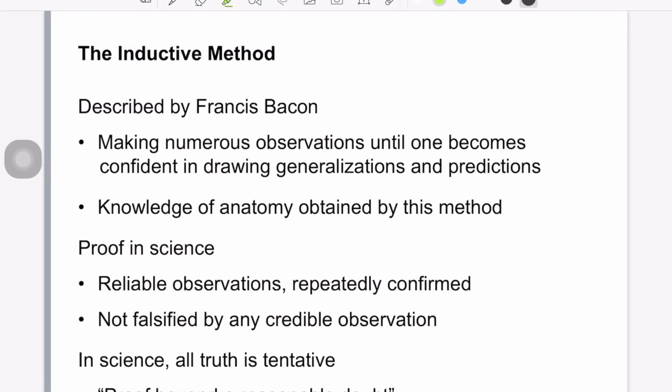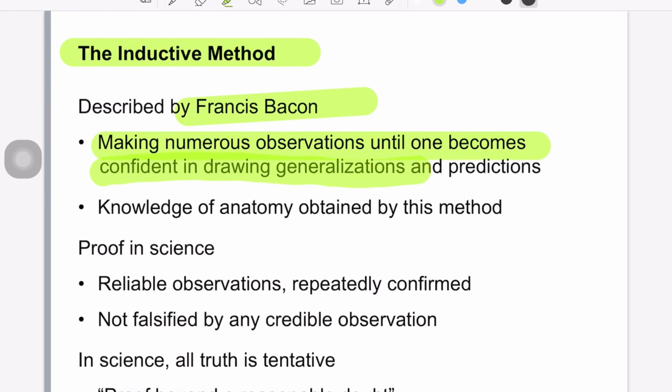Now, there's two methods. There's the inductive method, and largely Francis Bacon's name gets attached to this. What this one is, it's about making a whole number of observations until one predicts with confidence what's going to happen. So it gives you ability for predictions.